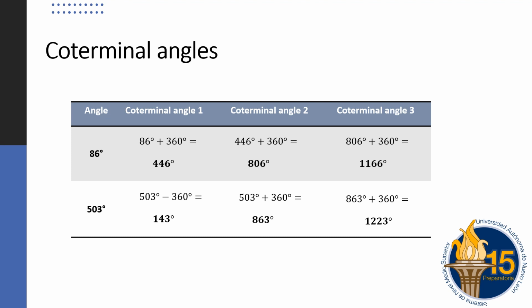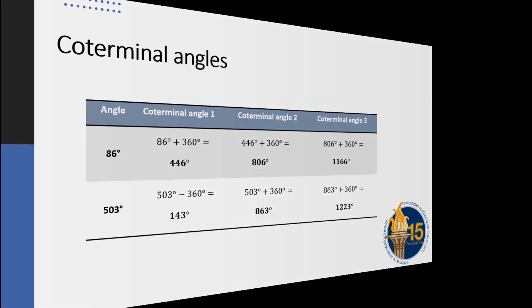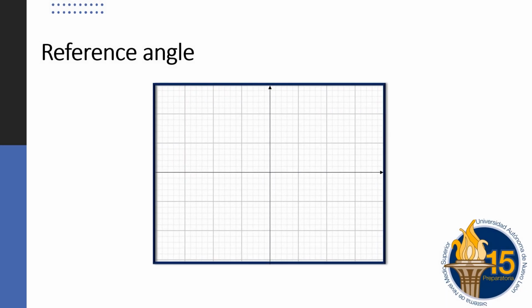Now, not every angle has its terminal side in quadrant 1. If we have an angle that in its standard position has its terminal side in the second, third, or fourth quadrant, we can see it from its reference angle. The reference angle is a positive acute angle between the x-axis and the terminal side r. That is, the angle that is closer to the x-axis.